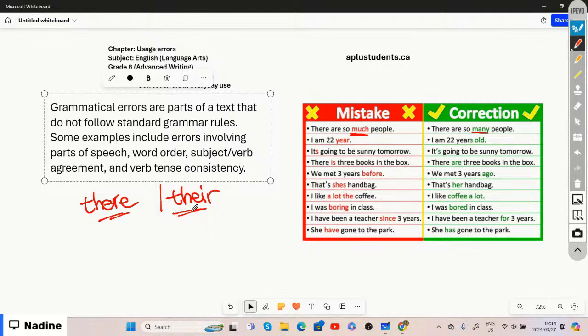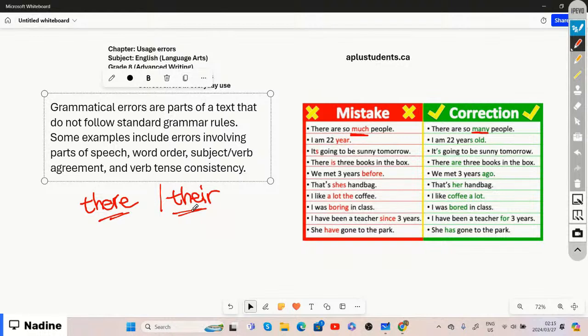Then we have the next one that says "I was boring in class." Remember, we don't say I was boring, but we must say I was bored in class.